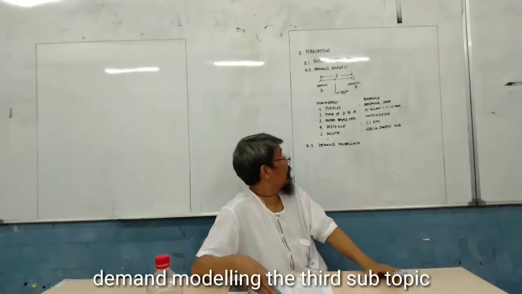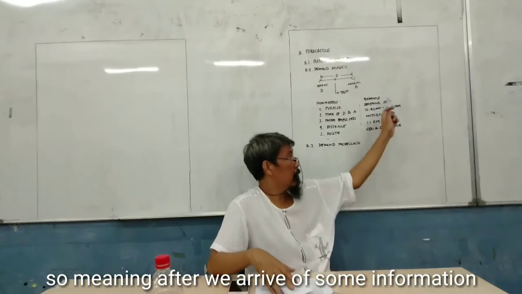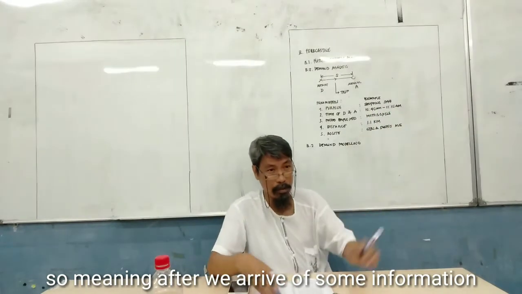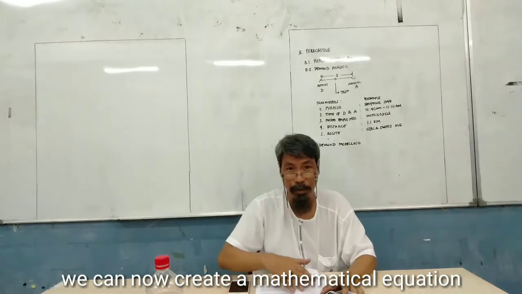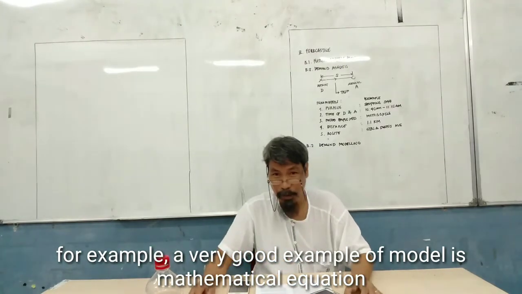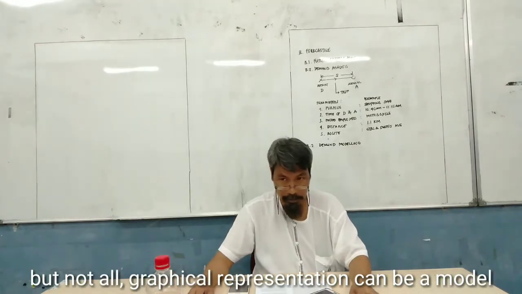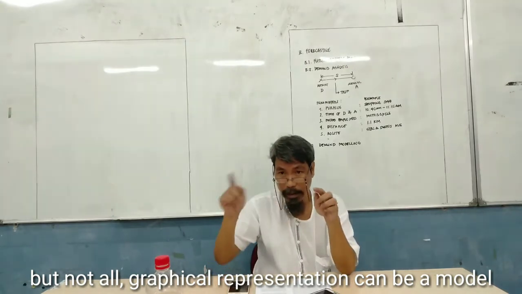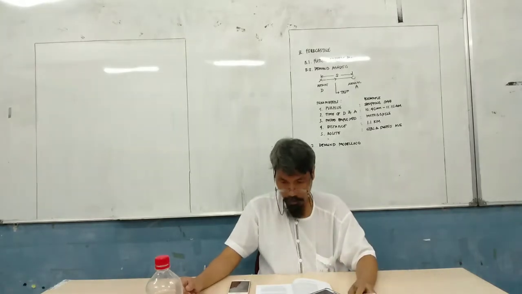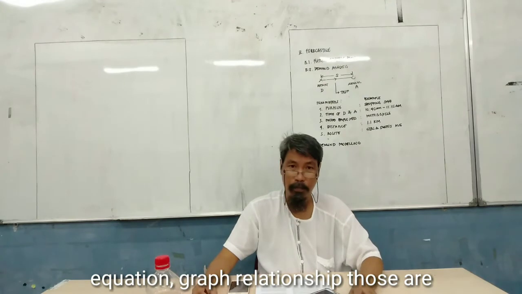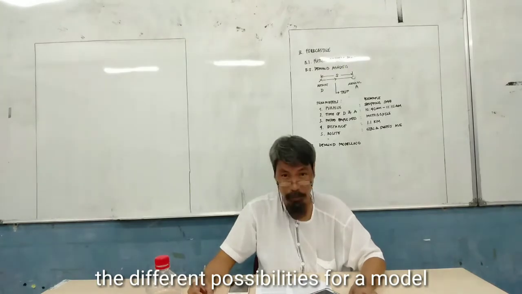Demand for the day is third subtopic, meaning after we arrive at some information, we can now create a mathematical equation, for example. And a very good example of a model is a mathematical equation, but not all. A graphical representation can be a model. So, equation, graph, relationship, those are the different possibilities for a model.